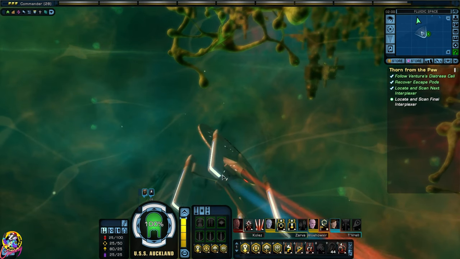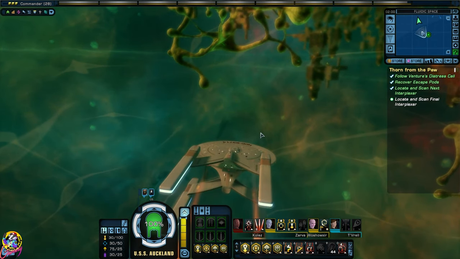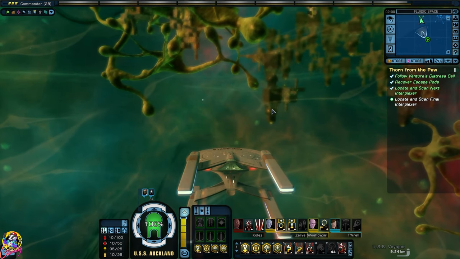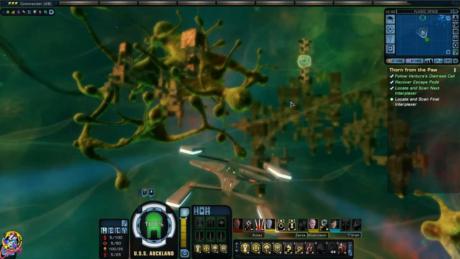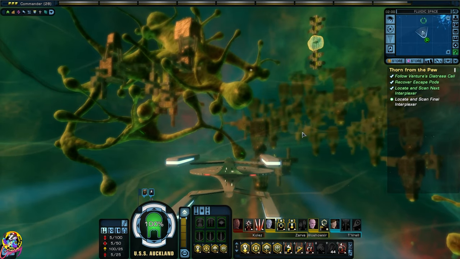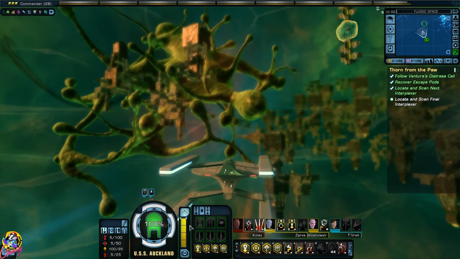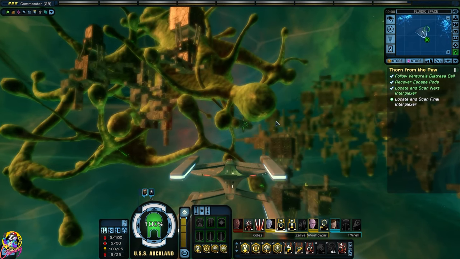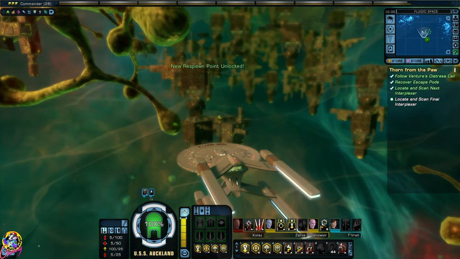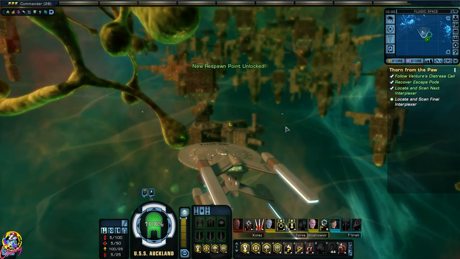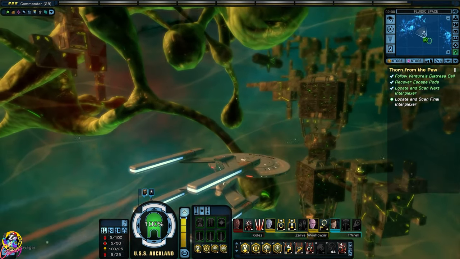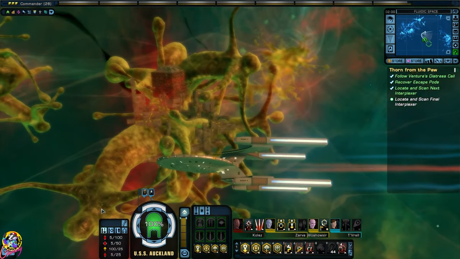So this is the last mission for the Borg campaign. Oh, look! Borg is... Oh, gosh. I see multiple Borg cubes. Ooh. That's unusual. Have the Undine assimilated the Borg? What's going on? Or have the Borg assimilated the Undine?